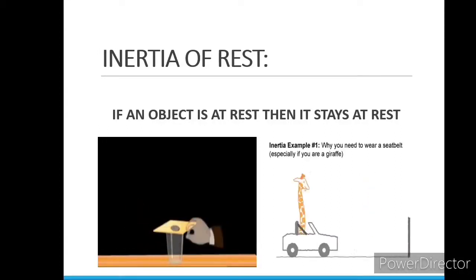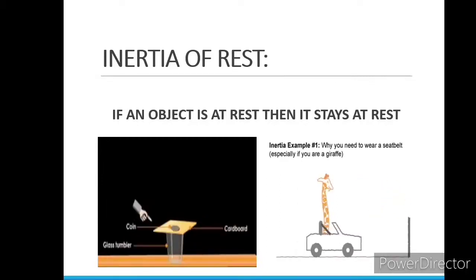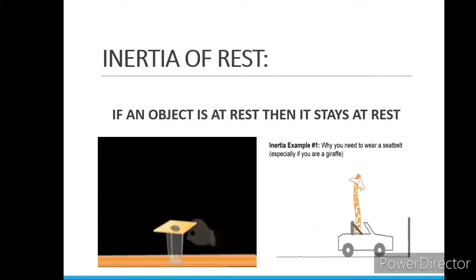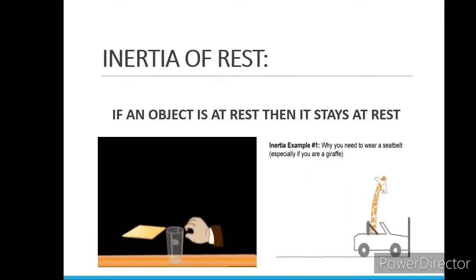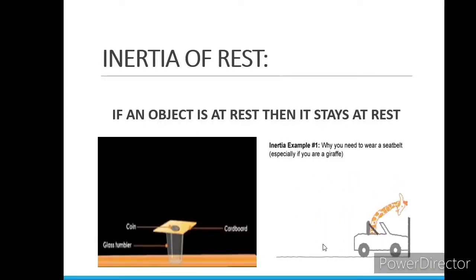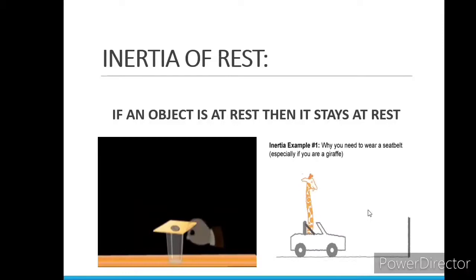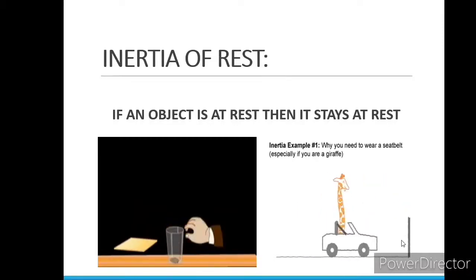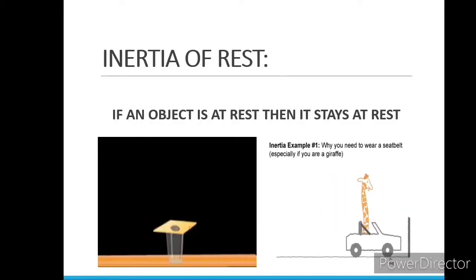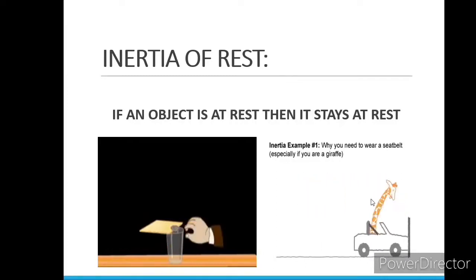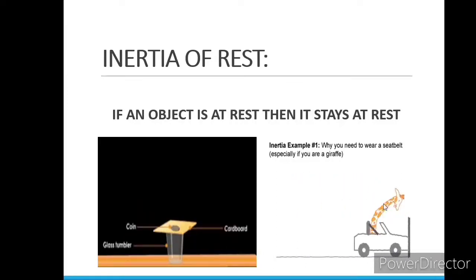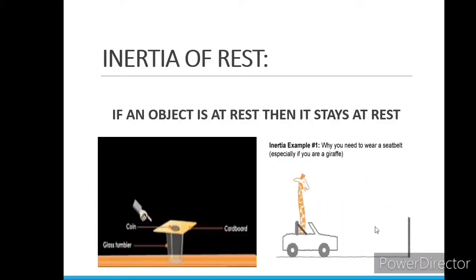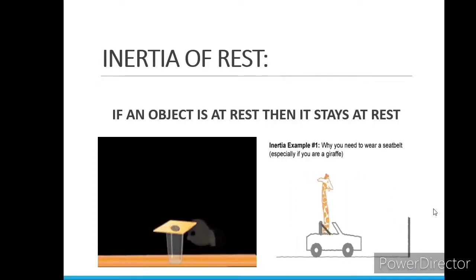Here you can see another example. Here you can see that a giraffe is driving a car, and the giraffe is wearing a seat belt. So the car is in motion and the giraffe is sitting in the car, and the giraffe's head is at rest. When the car hits the wall, you can see that due to inertia, the giraffe's head started to move. If the giraffe was not wearing the seat belt, then it would have directly fallen out of the car.